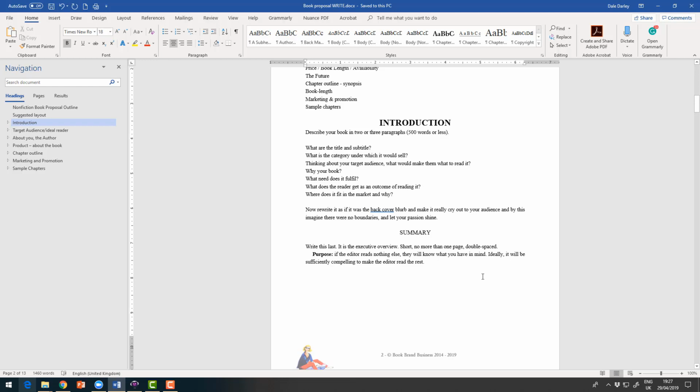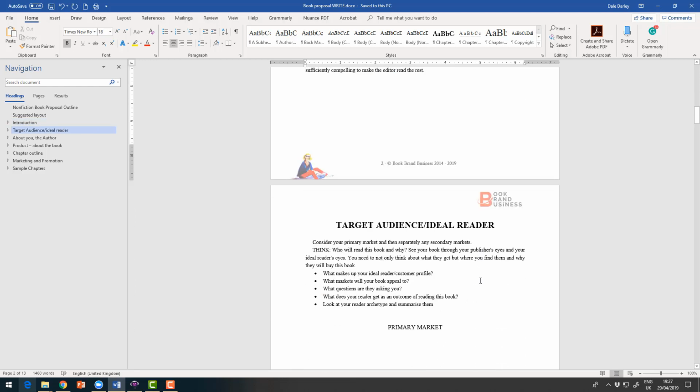Now the summary, that's your executive overview, and I'd suggest that you write that last. It's like any report that you write, you can't write the summary until you've written everything, because you're now summarizing the detail. So you've got this introduction that needs to be really powerful, really sell your book. And then the summary is bringing together everything that you have looked at during the process of putting your book proposal together.